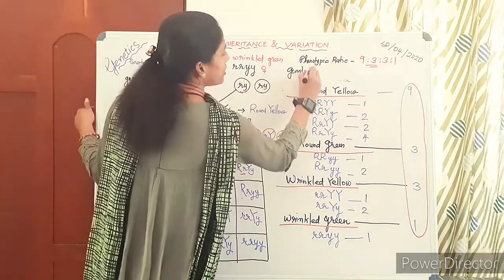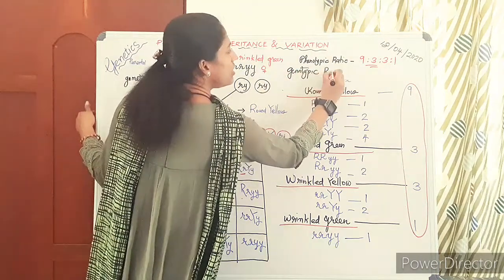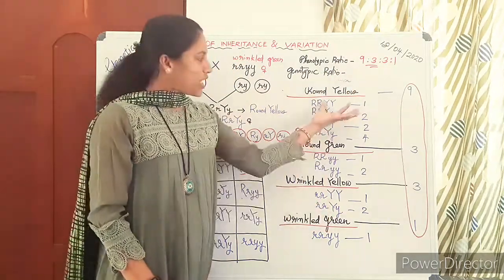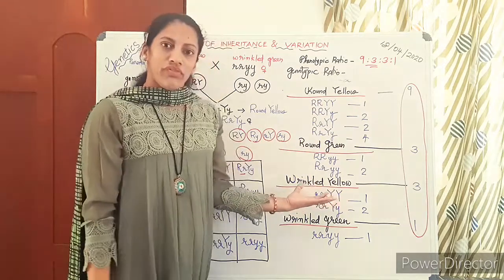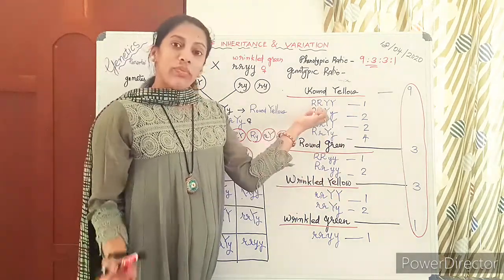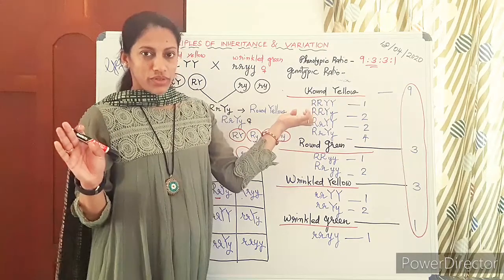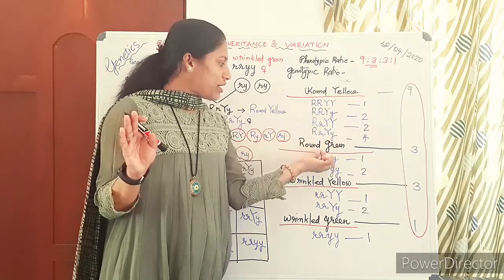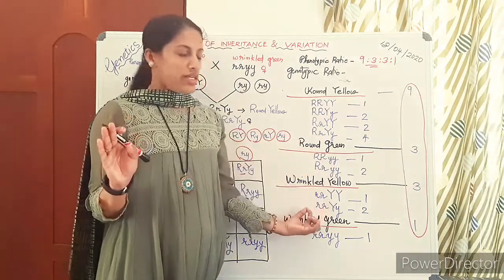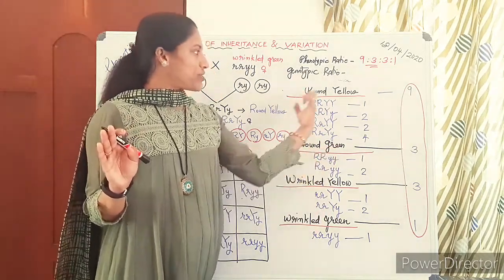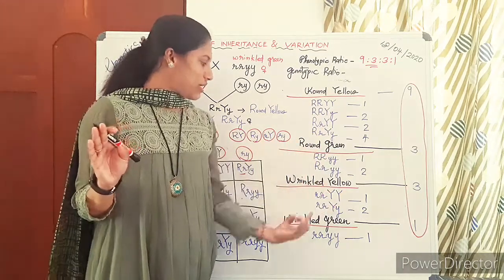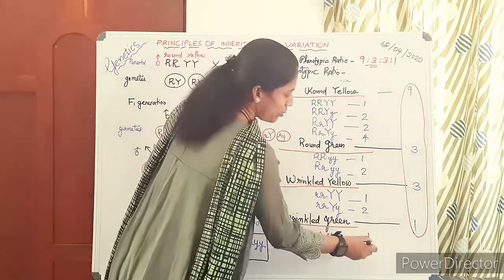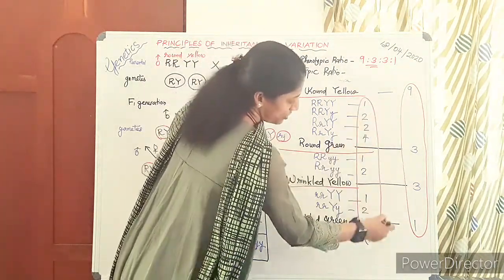Then the next case, genotypic ratio. This is not given in your textbook, still you can just learn it. It's very simple because you have already written the genotypes, so it's easy for you to find it out. Just keep in mind that you have to write the genotypes, the combinations, in the order of decreasing number of dominant alleles. With this in mind, round yellow first, round green second, wrinkled yellow then. You can just tell me what the genotypic ratio is.